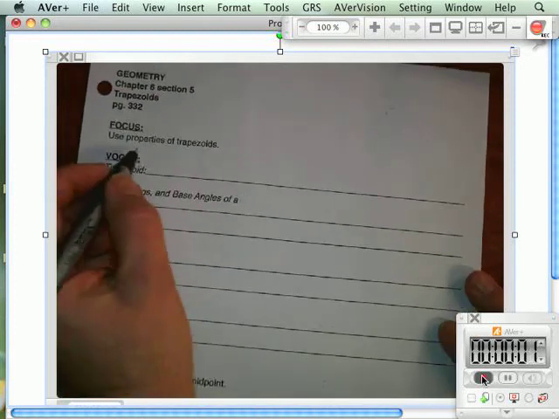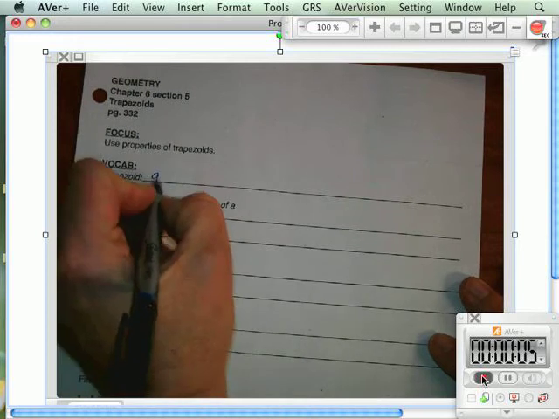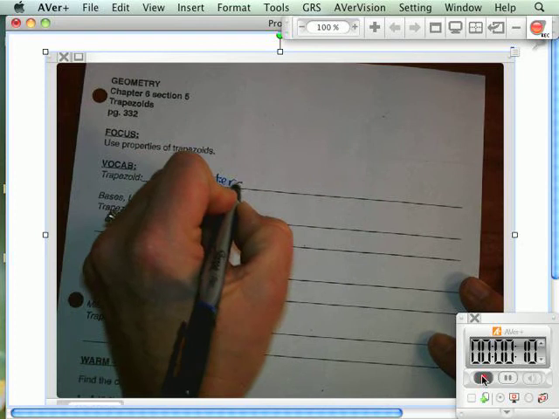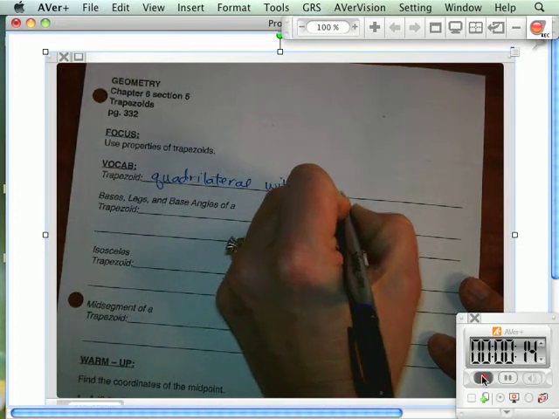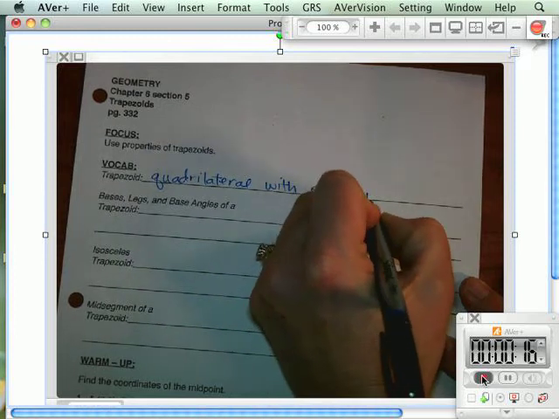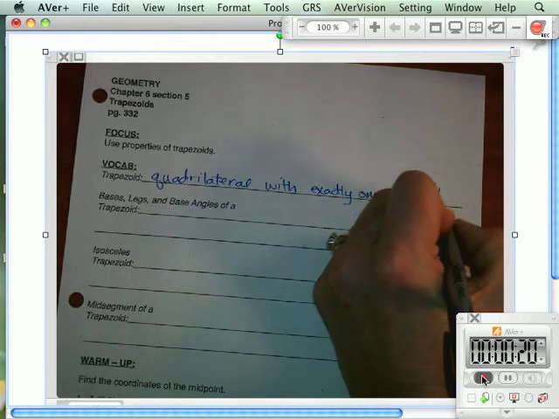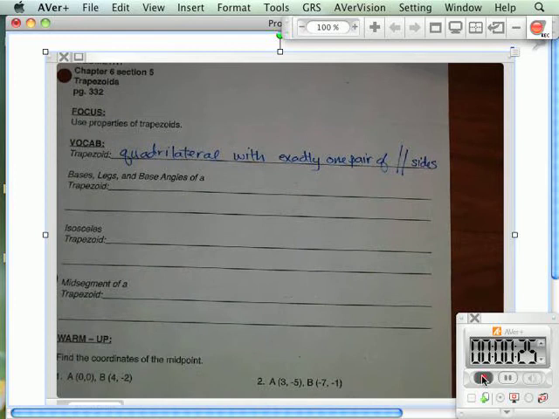Use properties of trapezoids. This is what we're going to work on, 6.5. A trapezoid is a quadrilateral with exactly one pair of parallel sides. There's only one pair of parallel sides with the trapezoid.